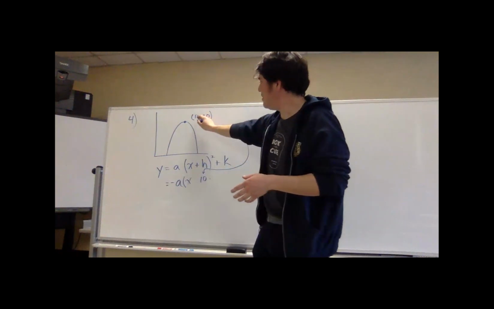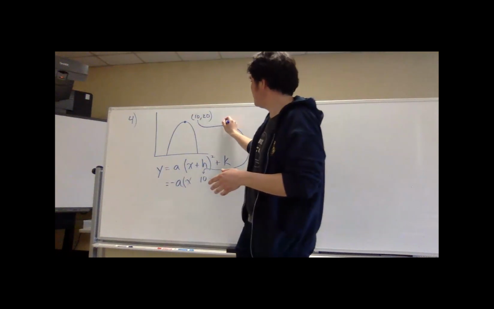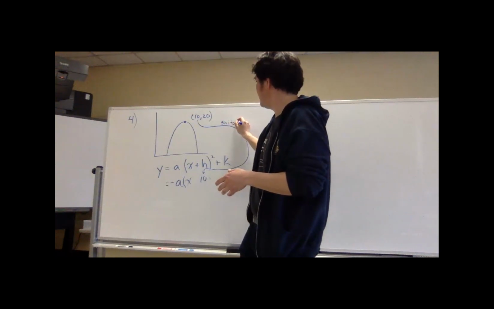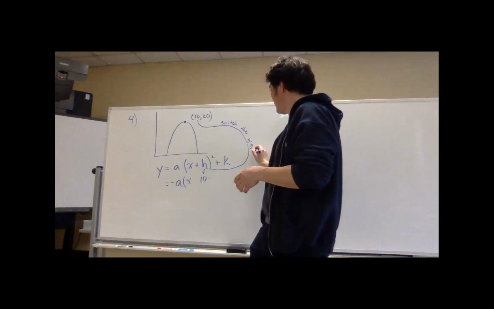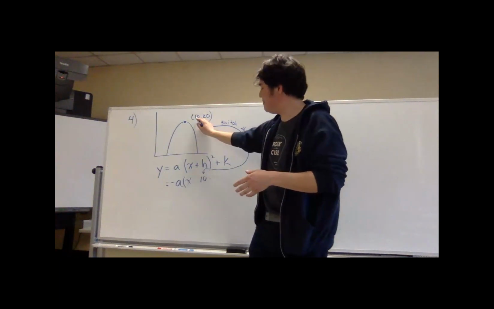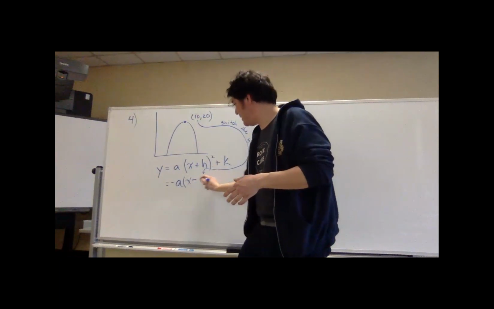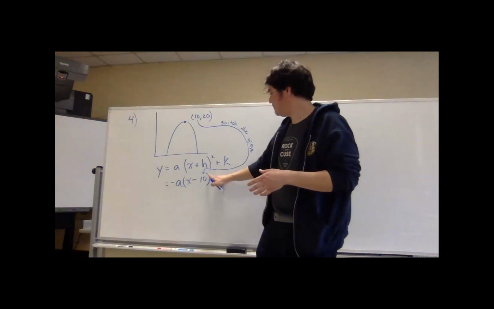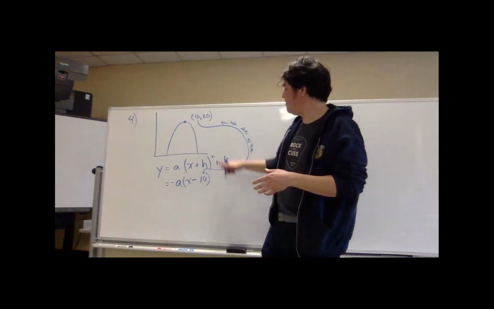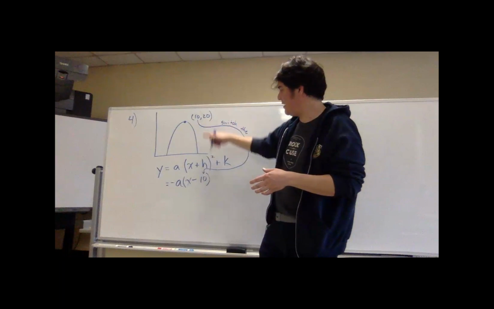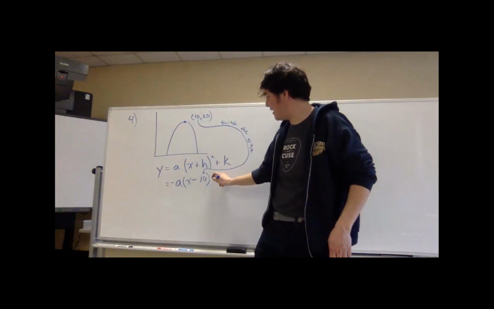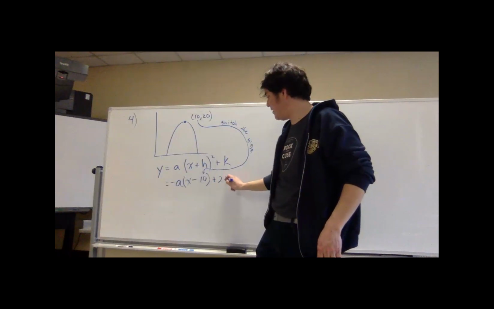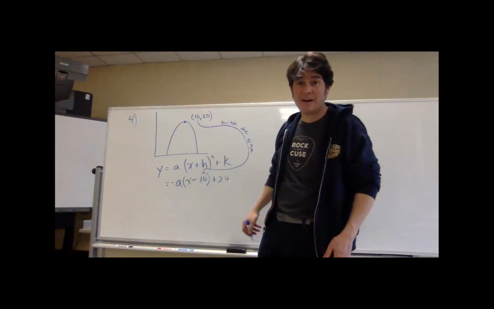So just remember, when you're inserting just the x part, we're going to switch the sign on the way in. So instead of being positive 10, we're going to write x minus 10. And now we're going to take that 20 and insert it right at the end because that's the y-coordinate of our vertex. It goes right here. We're just going to write plus 20 there. We don't switch the sign of the y value.